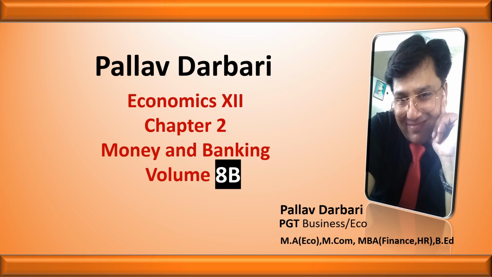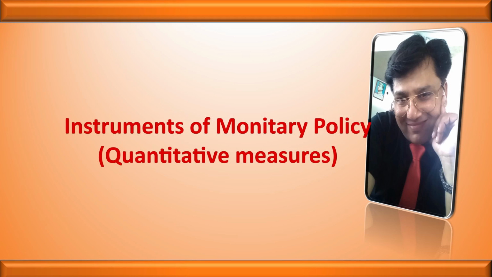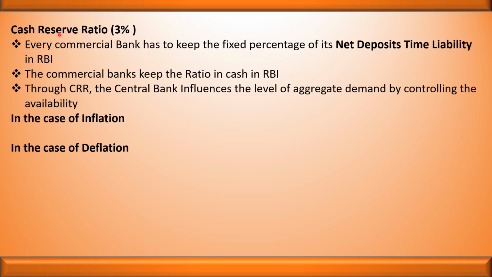This is Chapter 2, Macroeconomics, Class 12, Money and Banking, volume 7. Firstly, see the cash reserve ratio. Every commercial bank has to keep a fixed percentage of its net demand and time liability in RBI. The commercial banks keep the ratio in cash in RBI. Through the cash reserve ratio, the central bank influences the level of aggregate demand by controlling the availability of money.